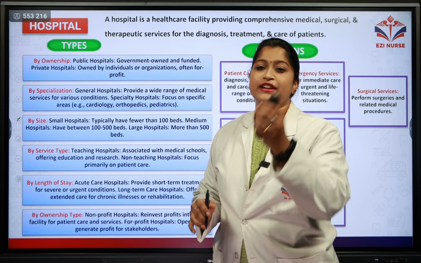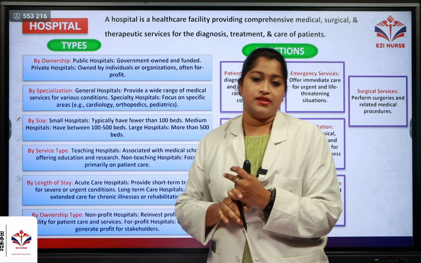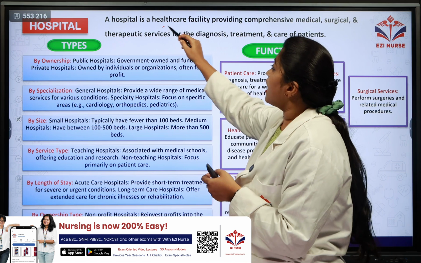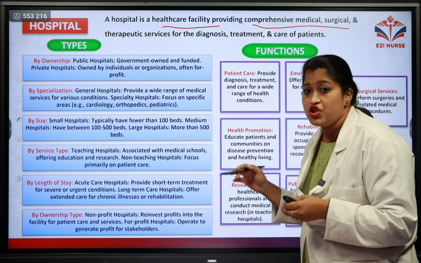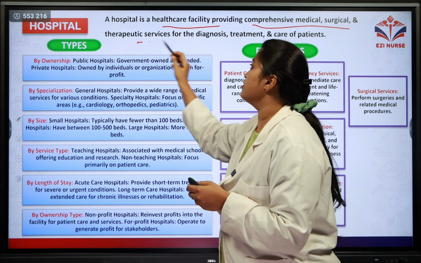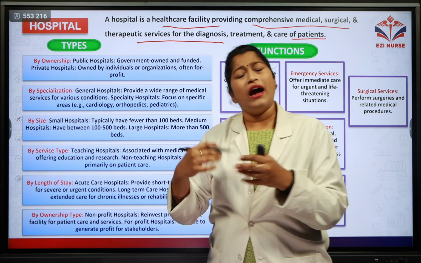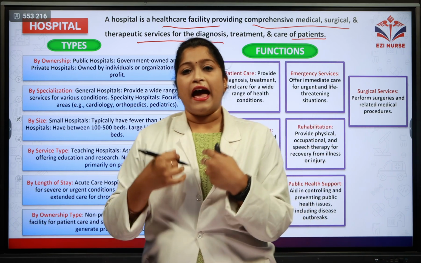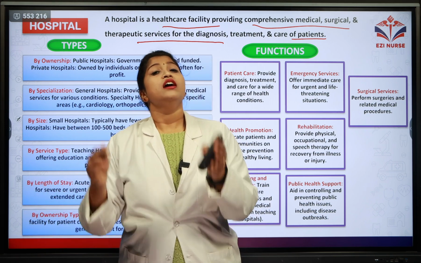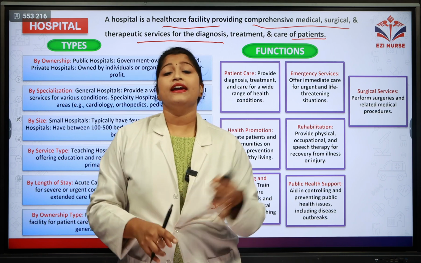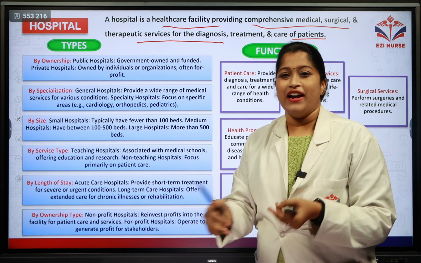So let's move on to our next important question, that is hospitals, their types as well as their functions. So let's see, what are hospitals? A hospital is a healthcare facility which usually provides comprehensive medical, surgical as well as therapeutic services for the diagnosis, treatment as well as care of the patient. Why will a person go to the hospital? If he is having an illness, he is going to be cared for over there. He will be identified with whatever disease he is having, and obviously they are diagnosing, treating and caring for those patients. So that institution which does all these functions is called a hospital.